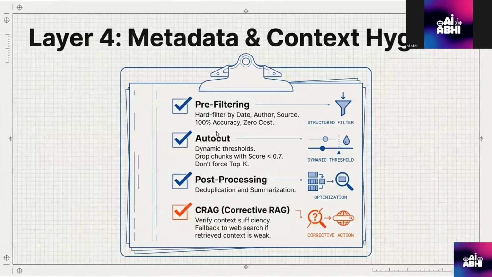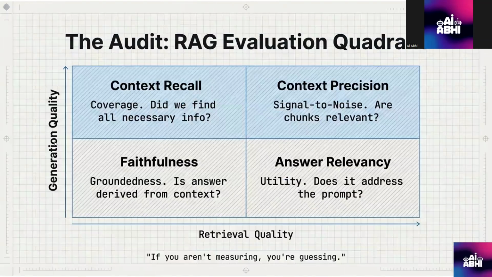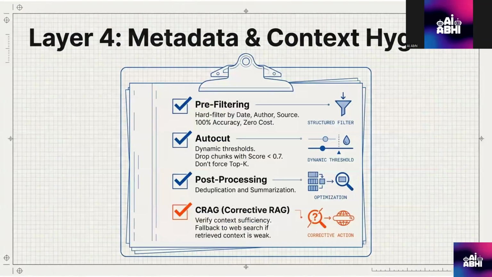So let's go to layer 4, that is metadata and context hygiene. This is the boring one that nobody makes a video about, but it's incredibly effective in practice. When you index your chunks, attach metadata: document title, section headings, date, source URL, document type, author, department, whatever you have. This metadata lets you filter results before or after retrieval.